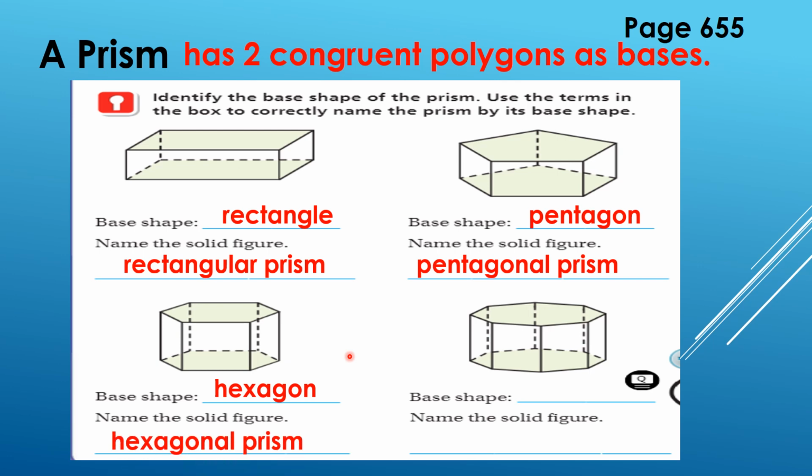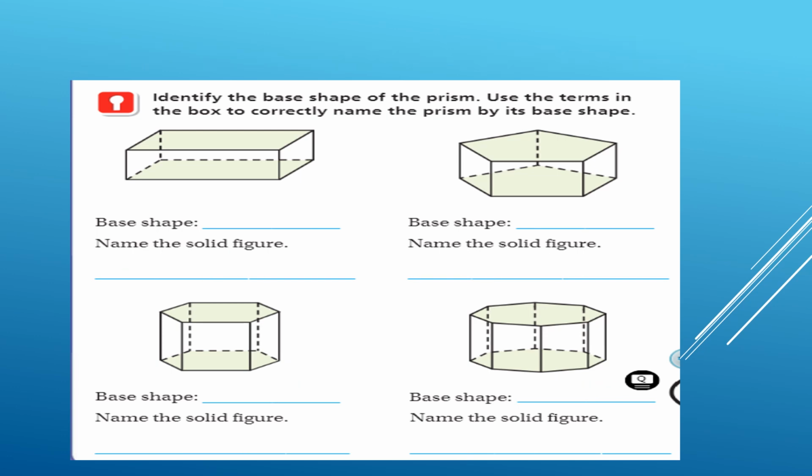Hexagonal prism. Now the last one, take a few seconds, count the sides of the bases, and you can know the base shape and the prism name. Perfect, octagon. And the name of the solid figure is octagonal prism. So far, so good. Let me remind you, students, of something about this prism.